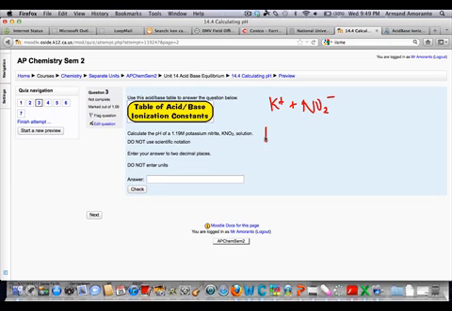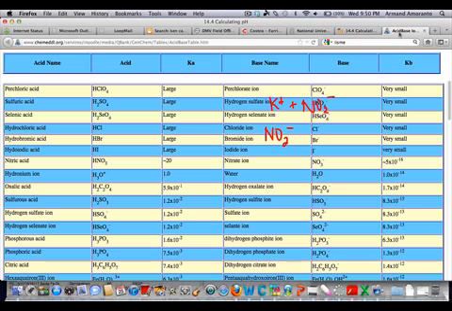Then if I put NO2- in solution and I look at the chart that's on the other page, I can find NO2. Sorry, I was just writing on there. Let me just scan down here.